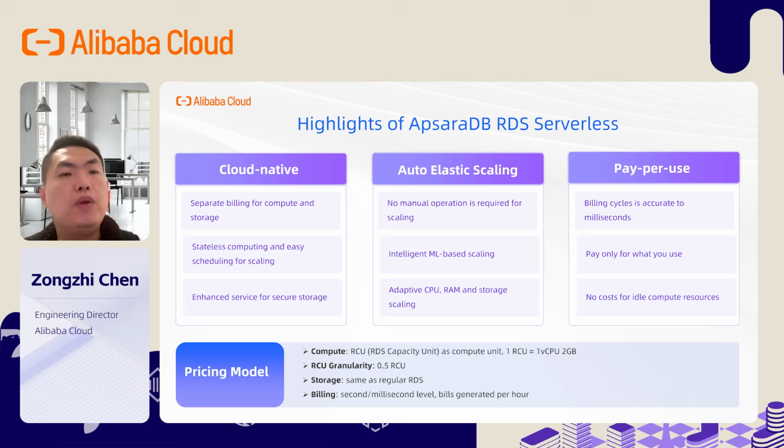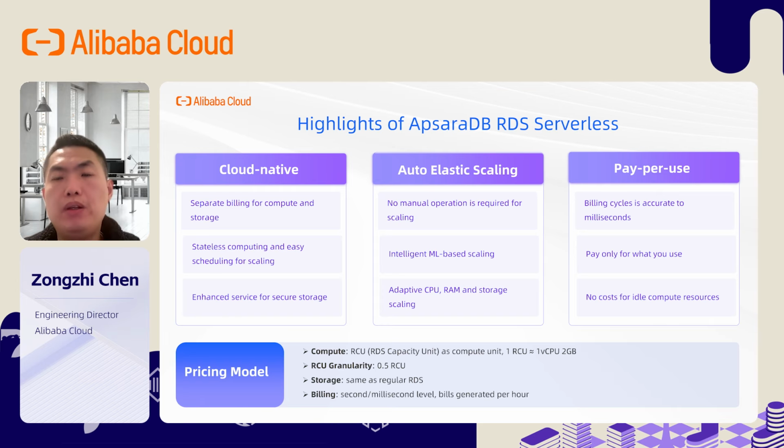It will separate the billing for compute and storage, and it is stateless compute with easy scaling, and enhanced service for secure storage. And the second part is auto elastic scaling. No manual operation is required for the scaling, and it is intelligent machine learning based scaling. It will scale according to your workload, with adaptive CPU, RAM, and storage scaling.